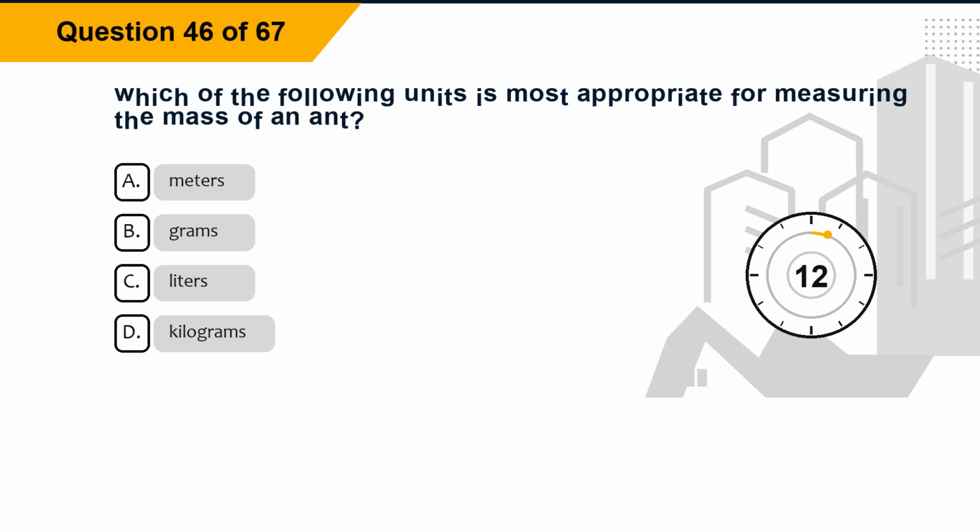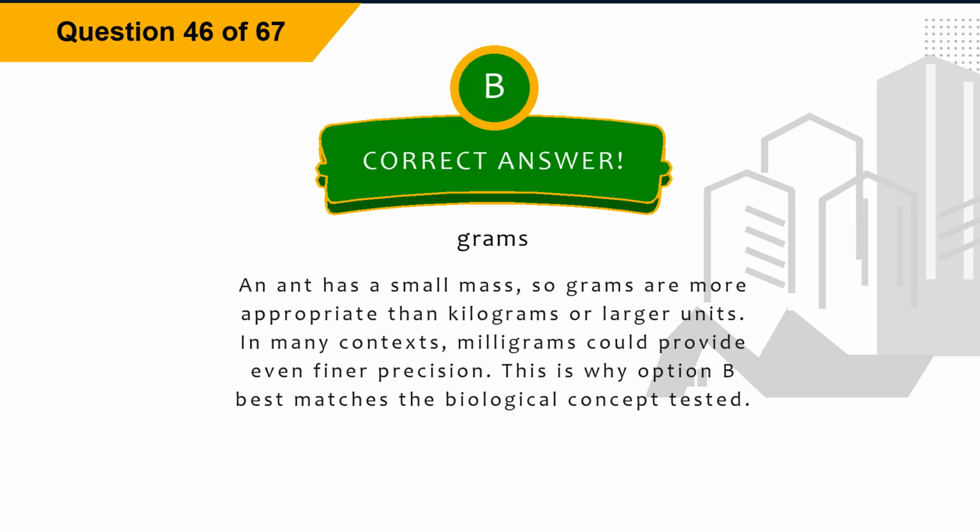Question 46. Which of the following units is most appropriate for measuring the mass of an ant? Option A, meters. Option B, grams. Option C, liters. Option D, kilograms. The correct answer is option B, grams.